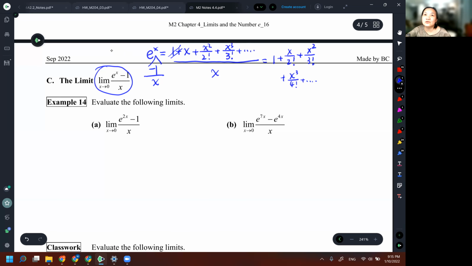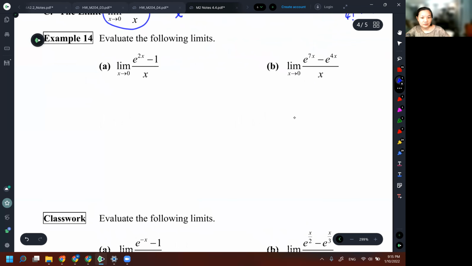So what you do is you memorize this special limit. This special limit is equal to 1. And then you figure out something yourself. I'll show you how to. Now, for example 14, you take this limit, and then you will say, oh, this limit is equal to e to the power 2x minus 1 divided by 2x, times 2.